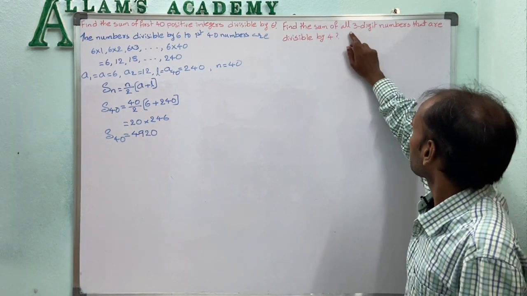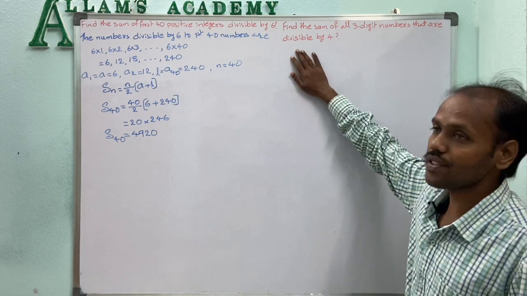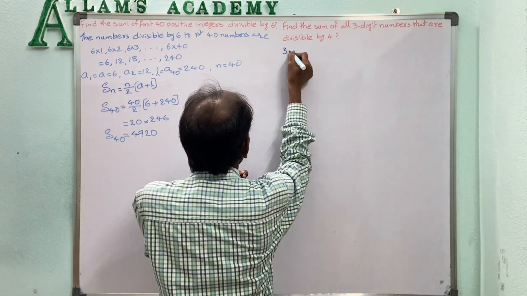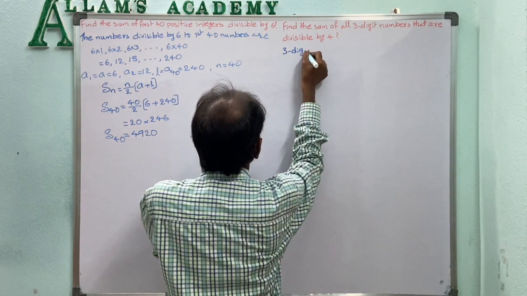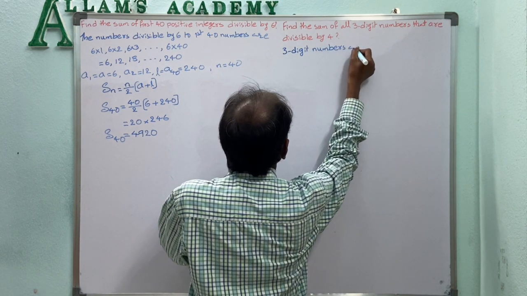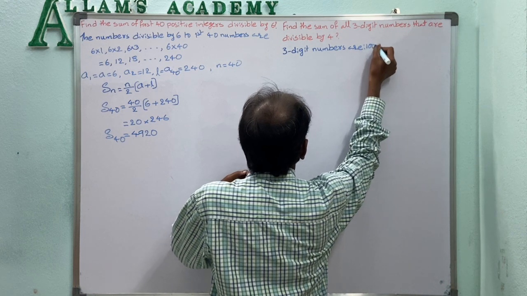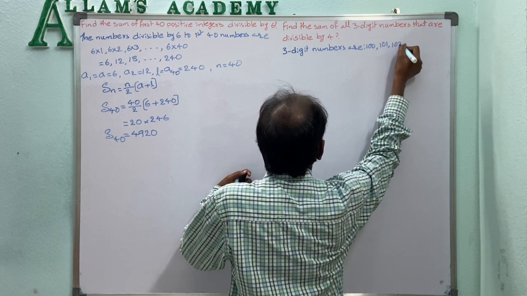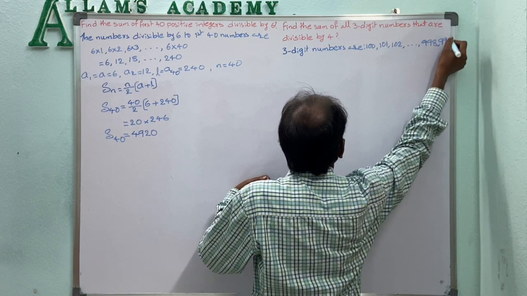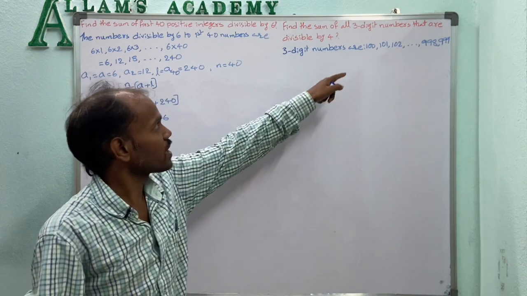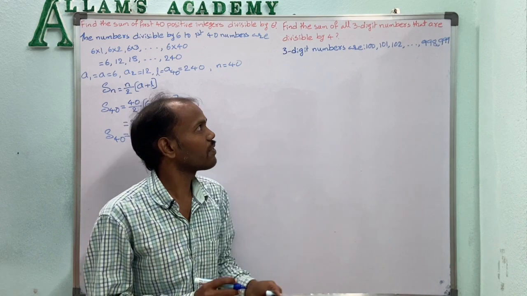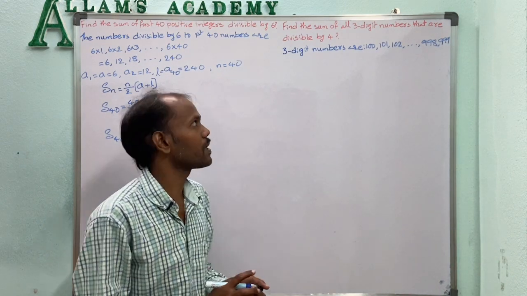Find the sum of all 3-digit numbers that are divisible by 4. That is the problem given. So the 3-digit numbers are starting from 100, 101, 102 and so on up to 998, 999. Now the first number 100: we know 4 twenty-fives are 100. So 100 comes in the 4 table, so that means it is divisible.